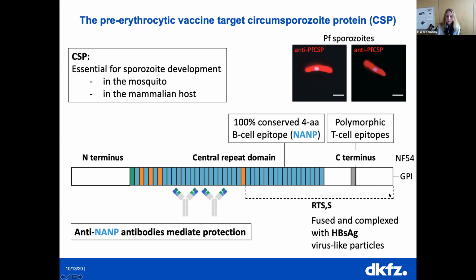So this part here is in a fusion protein with the hepatitis B surface antigen, and also complexed with additional hepatitis B surface antigen to generate virus-like particles that are hopefully more immunogenic than the recombinant CSP protein itself. So this is the basis of the vaccine.